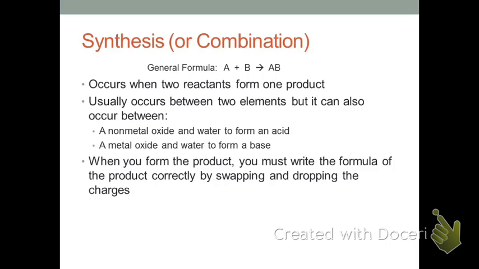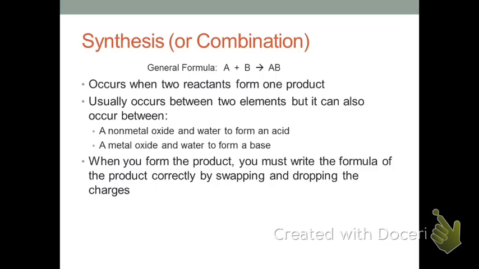Synthesis or combination reactions are generally written as A plus B forms one product of AB. You will know it's a synthesis because you usually have 2 reactants forming one product. When you don't have the products, you'll notice it because it's got 2 elements as your starting reactants, or it's going to include water and either a non-metal oxide or a metal oxide. If it's a non-metal oxide and water, it'll form an acid. If it's a metal oxide and water, it'll form a base.